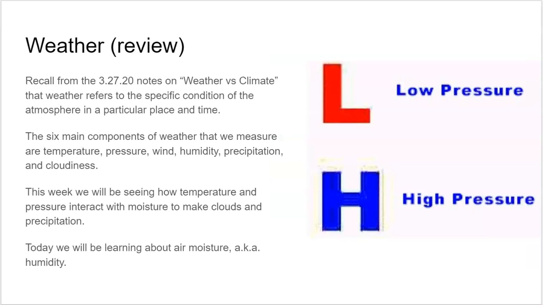So weather we talked about already in depth. We said that heat causes low pressure, so this L is not for low temperature, this L is for low pressure. It's red because of the temperature. Red is hot, blue is cold. Cold makes high pressure. Red makes low pressure. We said that those are two of the main things that we talk about with weather: temperature, pressure, wind, but we also talk about humidity and precipitation and clearness or cloudiness.